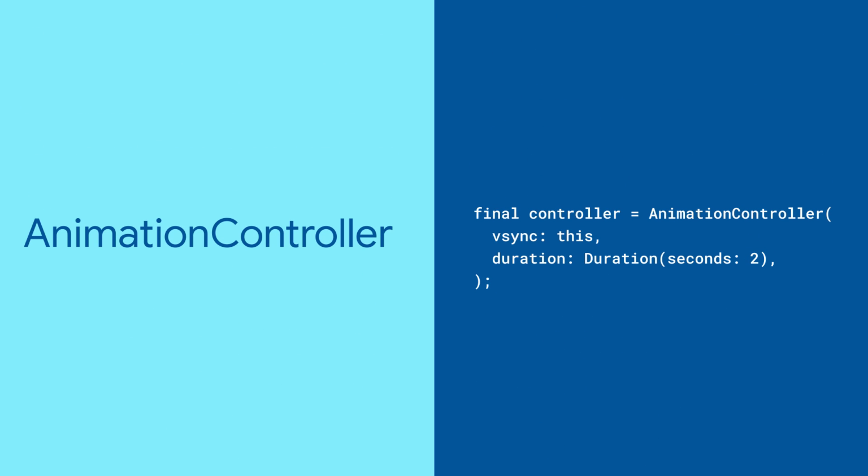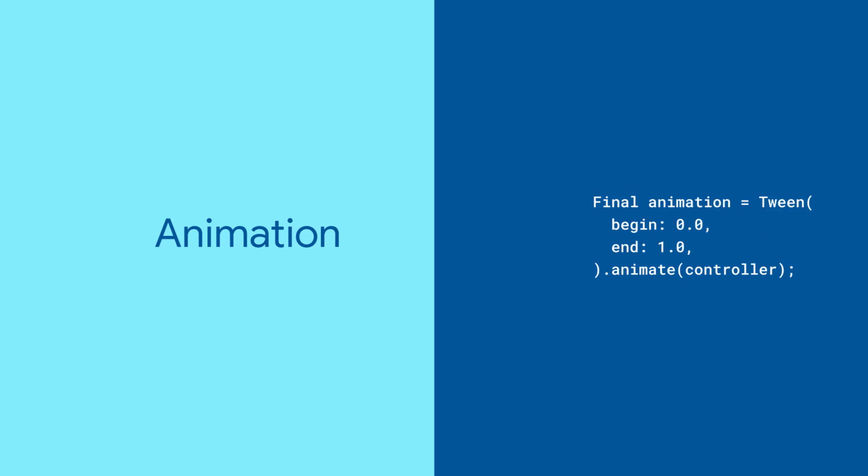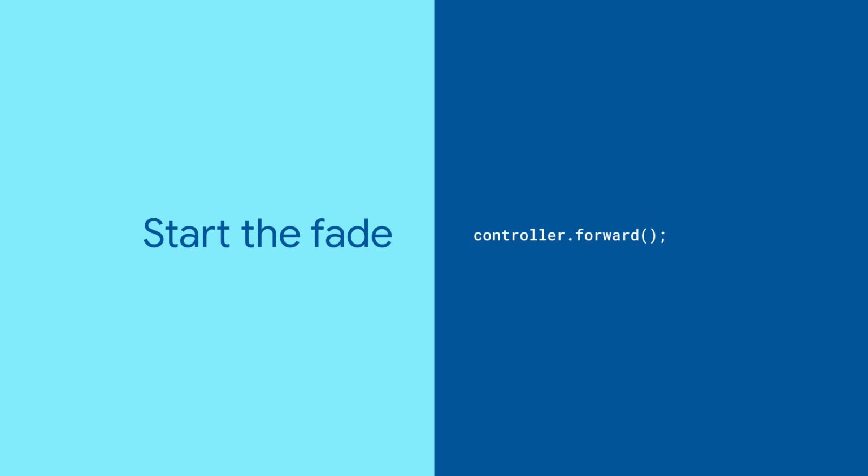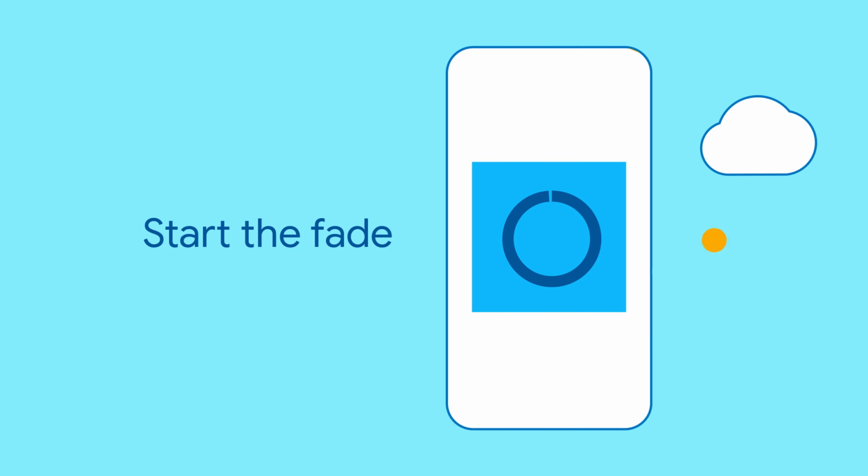Well, first we create an animation controller to set the duration, and then we create an animation, giving the start and end opacity values and animating via the controller. Finally, we start the animation by calling forward on the controller.